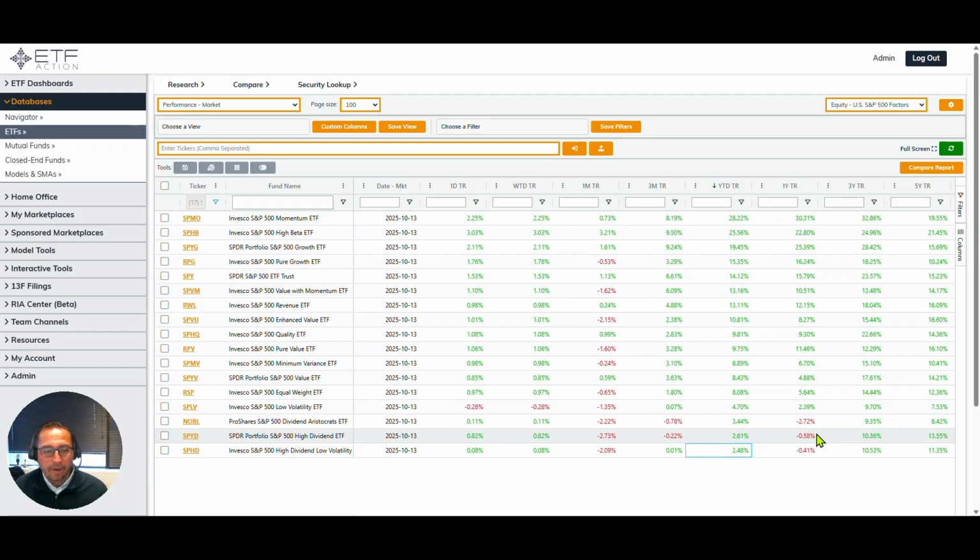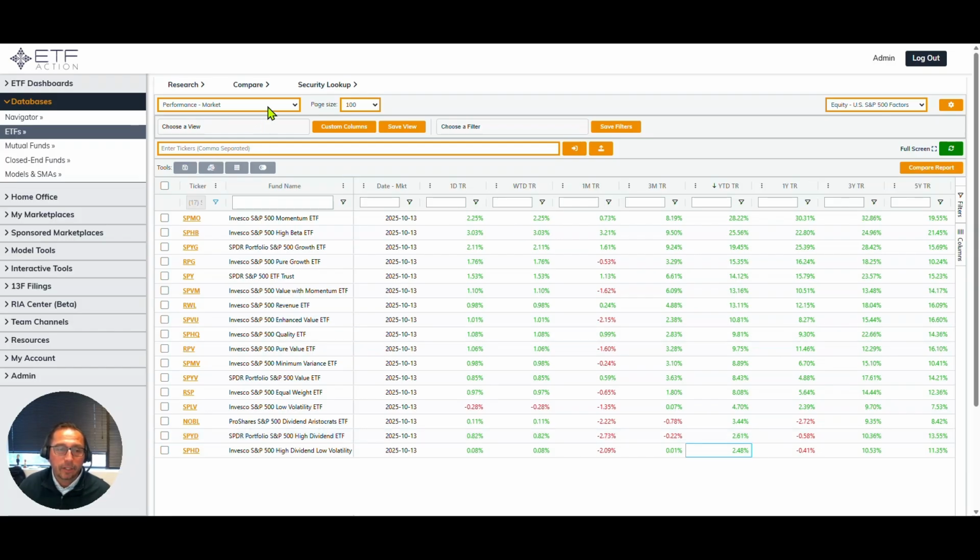S&P high dividend, low volatility, basically combining two of the worst performing factors year to date, and there you got it. It's a 26% divergence between the best and worst performing factor ETF tracking the S&P 500 as a starting universe. I mean, that's a wild divergence and really just illustrates what goes on there.